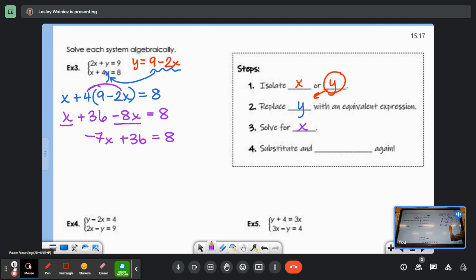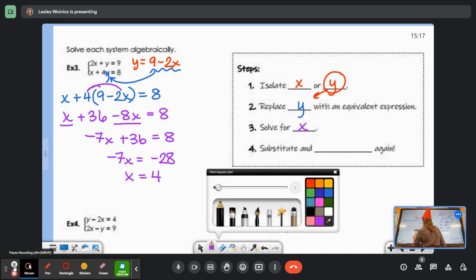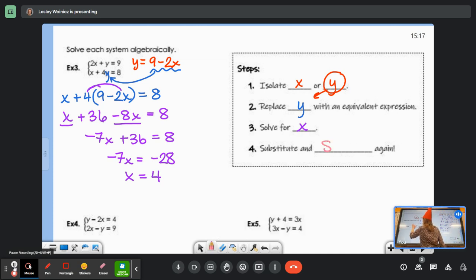Subtract away my 36. Negative 28, okay, thank you. Can you do this in your heads? Negative divided by a negative is going to make a positive. Good. Positive 4. Okay, so last but not least, we have to substitute and solve again.